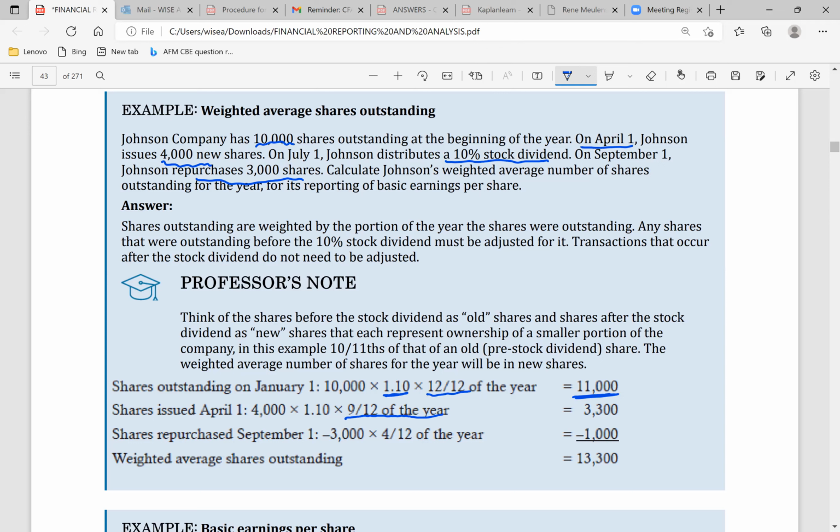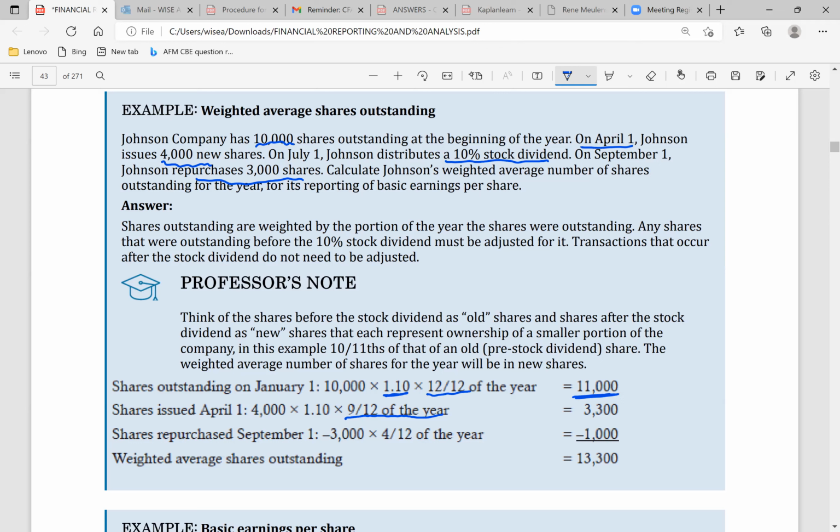Yes, Adia. Please, why are we multiplying the number of shares by 1.10? Because I thought we're looking at the individual shares and not, let's say, the market value of the shares.